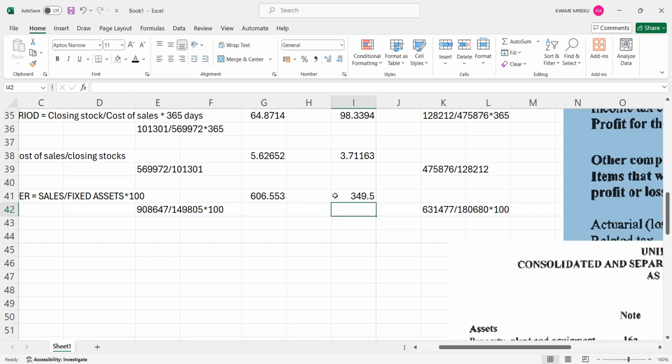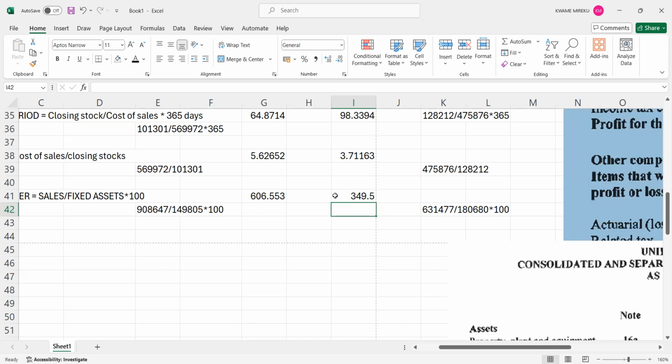So our fixed assets were able to generate almost 607% sales for 2023, whilst in 2022 the sales generating capacity of our fixed assets was 349.5, or 350%. So the ability of our fixed assets to generate sales in 2022 was almost 350%, whilst in 2023 it is almost 607%.